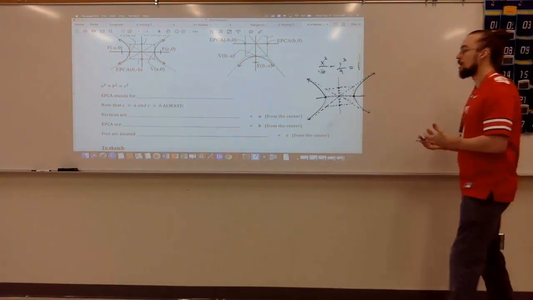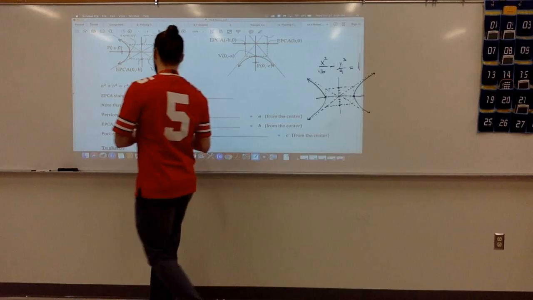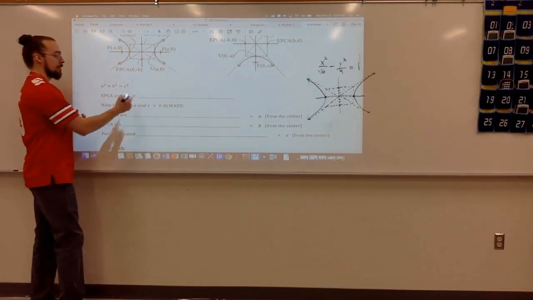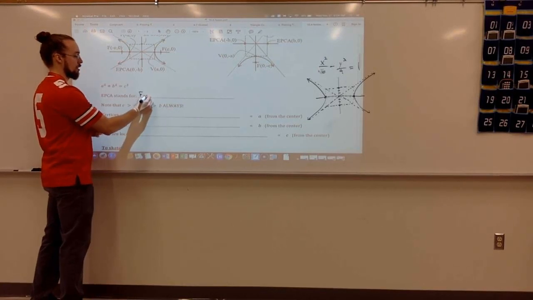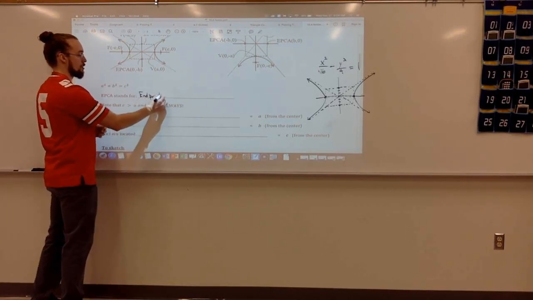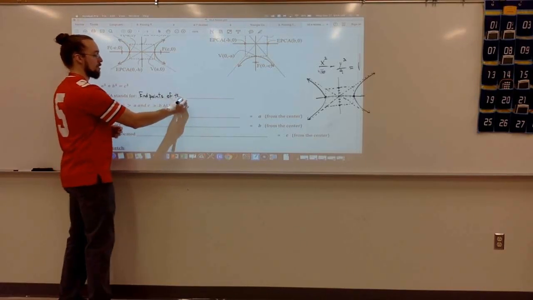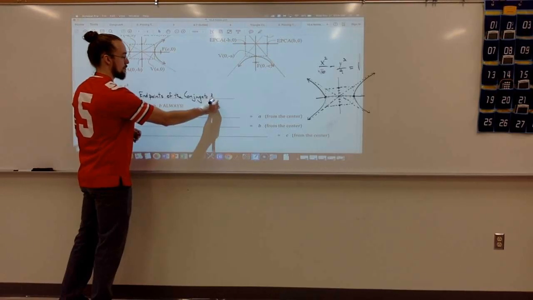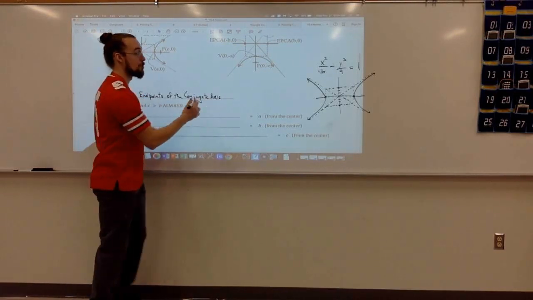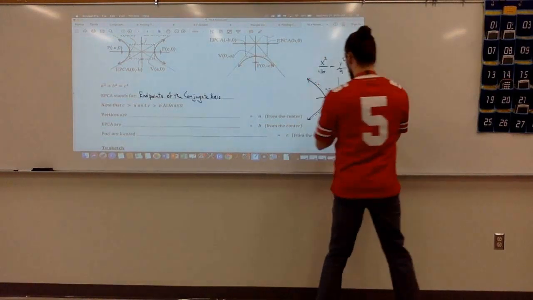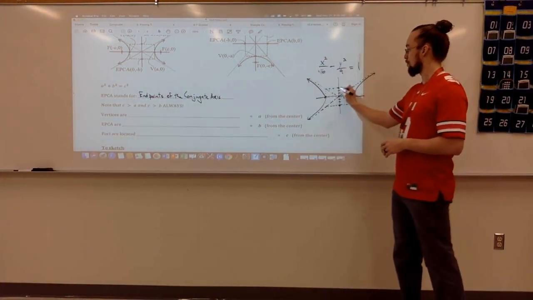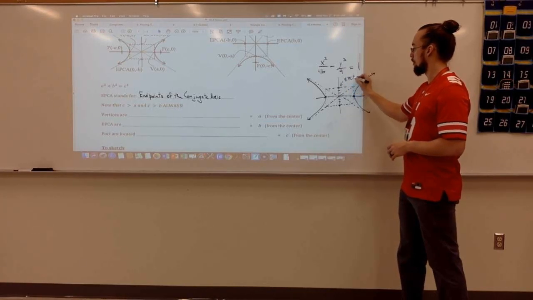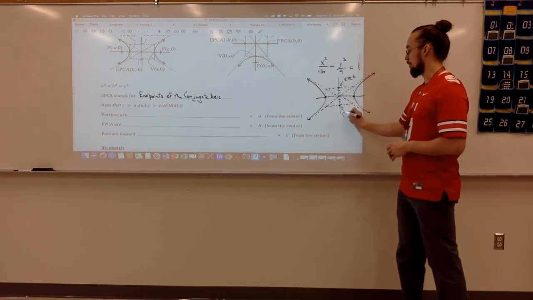And so, if we want to collect all of this information then, EPCA stands for endpoints of the conjugate axis. So in our example here, the endpoints of the conjugate axis would be right here and right here.